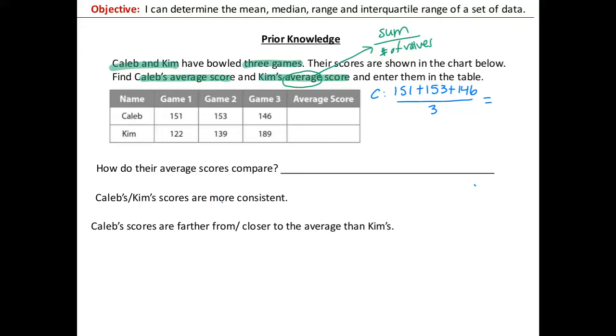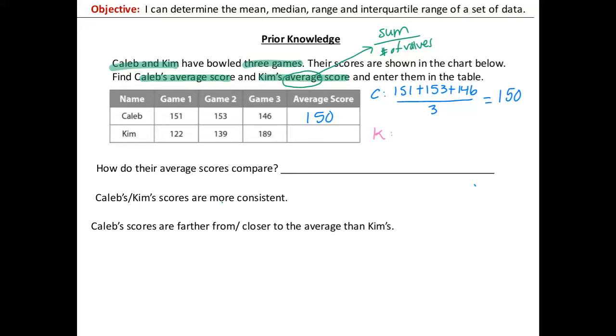Okay, so lefties, if you're sitting on the left side, go ahead and tell your partner what you get for the average for Caleb. Okay, so I heard some of you say 150. Did you guys all get 150? Yes? Okay. Now we're going to do the same for Kim.